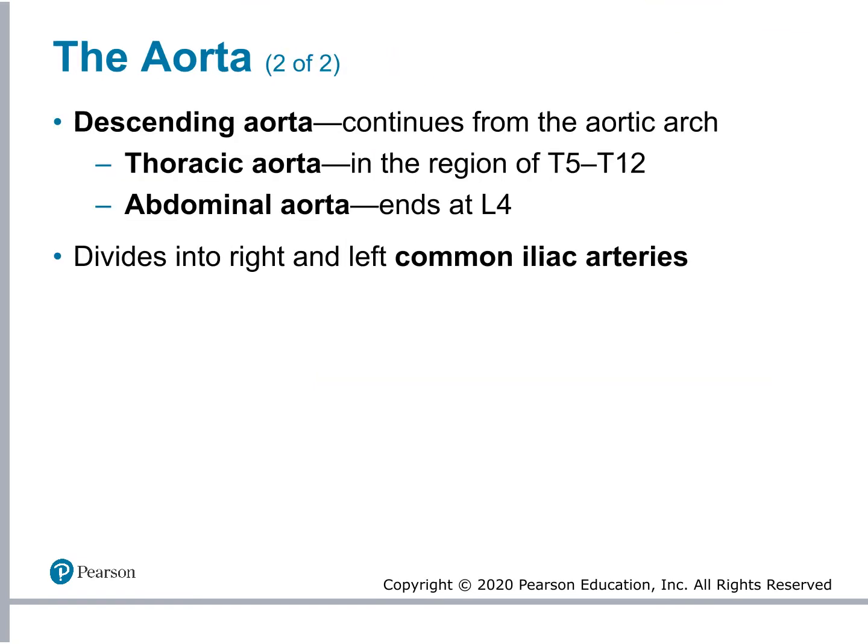As soon as the aortic arch passes or goes behind the heart, it becomes the descending aorta. The descending aorta is also known as the thoracic aorta. As long as the aorta is in the thoracic cavity, it becomes the thoracic aorta. As soon as it goes beneath the diaphragm, it becomes the abdominal aorta right here. And then the very end of the aorta is right before it goes into the pelvis, and it splits into the right and left common iliac arteries.